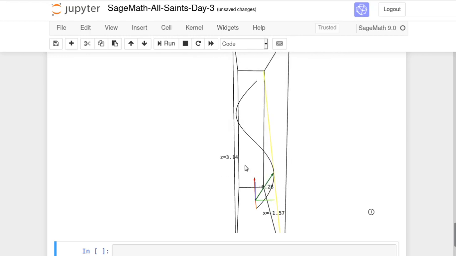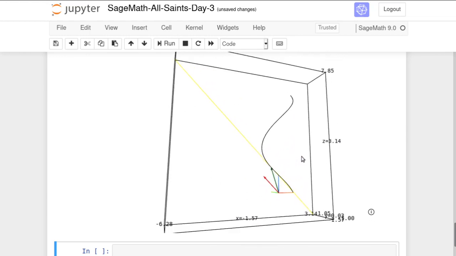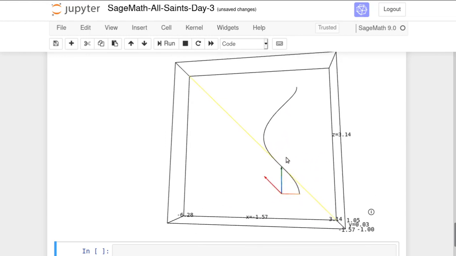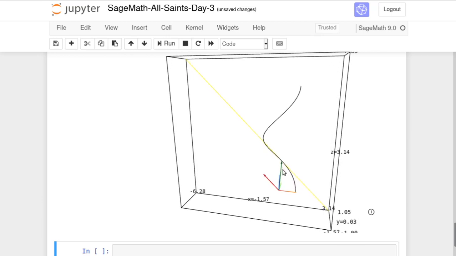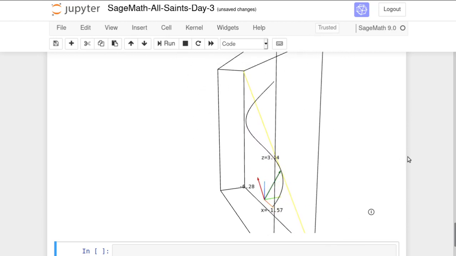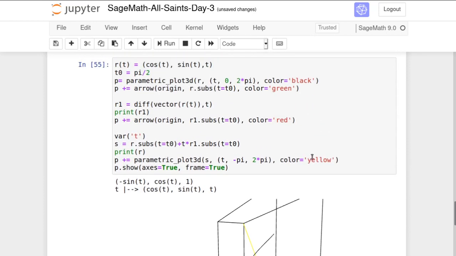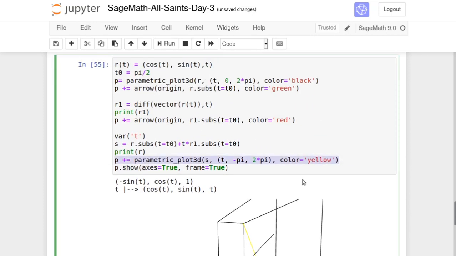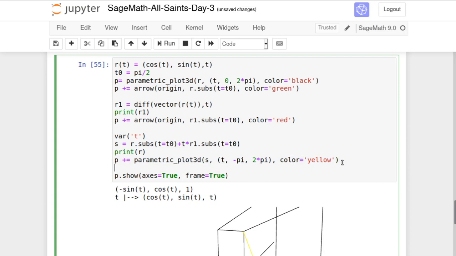This is the tangent line, and you can see that the tangent vector, which is the red vector, is parallel to the tangent line that we are plotting at the point r t naught. And if you want to mark the point, that also can be marked. The point t naught also can be marked.